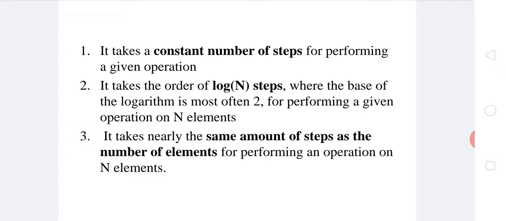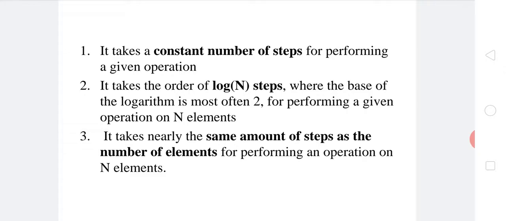It takes the order of n square number of steps, meaning n into n number of steps are required, where n is the size of input data for performing a given operation. For example, if n is equal to 100, it takes about 100 into 100, meaning 10,000 steps. Actually, we have a quadratic complexity when the number of steps is in quadratic relation with the size of the input data.